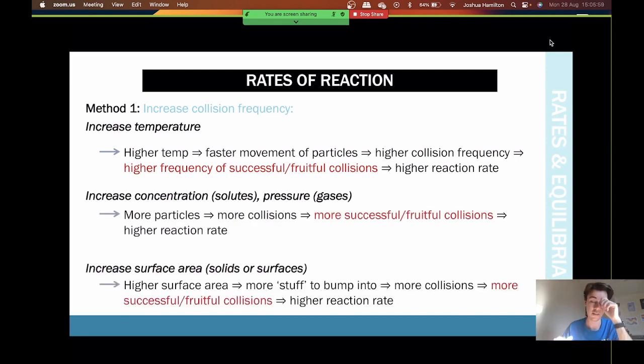So method one is to increase the number of collisions. First of all, increase the temperature. This just shows the steps of how these work. It's pretty straightforward stuff. I think you'll all be fine with it, but you're going to have a higher temperature, so molecules are going to move faster. You're going to have more collisions occurring. Think of people running around in a small room. You're going to have a high frequency of successful collisions, etc. More particles, more collisions, so more successful collisions. You just have more particles, so there are going to be more collisions.